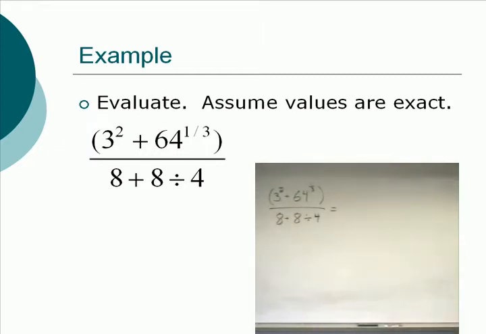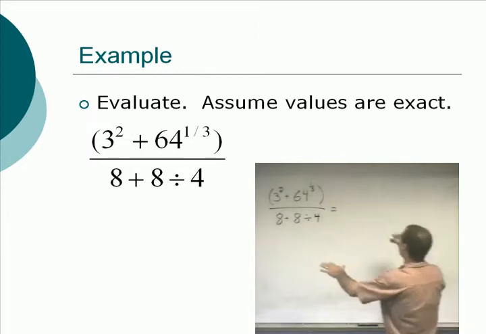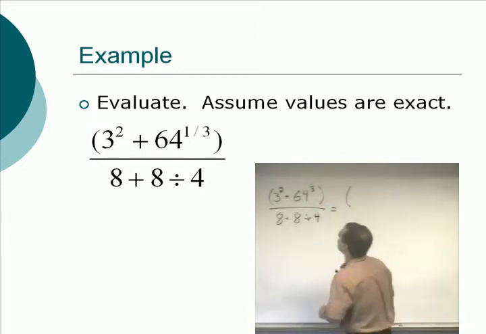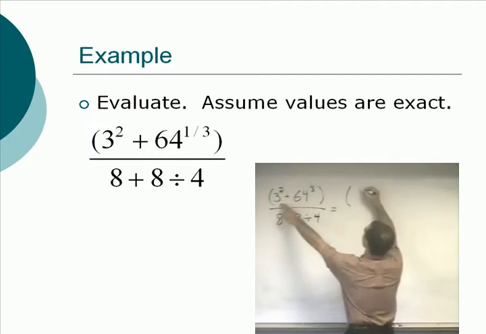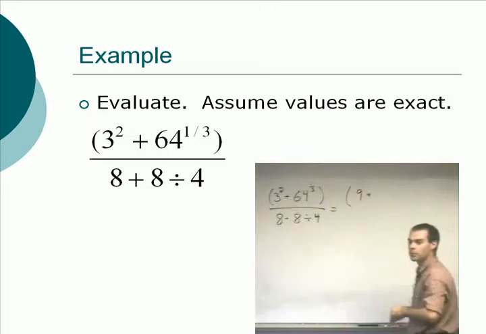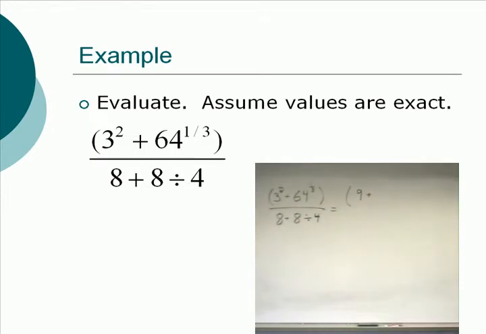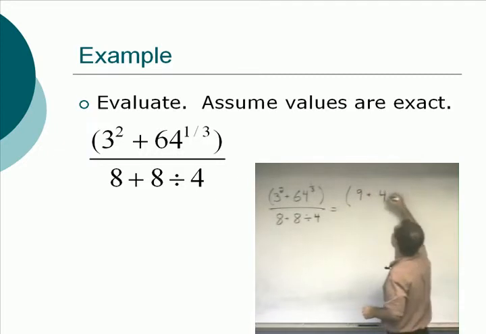We need to start with the parentheses. So working inside the parentheses, we will handle all the exponents, and we're going to work from left to right. So we start out with 3 squared, which is, of course, 9, plus 64 to the 1/3. That's a great problem for your calculator. What is 64 to the 1/3? 4. Over.